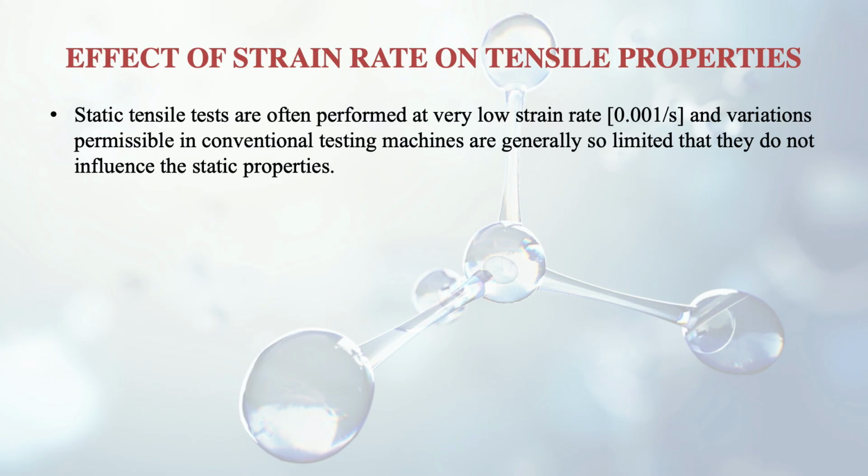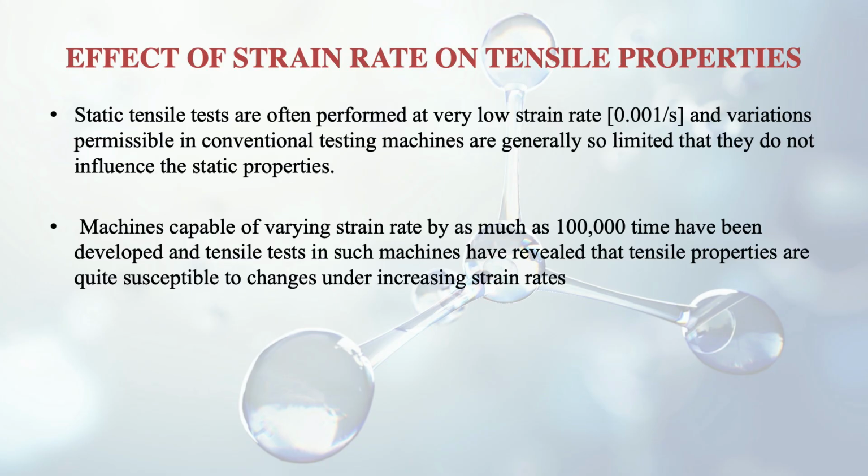So now we discuss what happens because of the strain rate. What will be the effect of the strain rate on the tensile properties of the material? So you can see from the figure also, static tensile tests are often performed at very low strain rate. It is about 0.001 per second, and variations permissible in conventional testing machines are generally so limited that they do not influence the static properties. This thing is very important actually, strain rate, because if the strain rate goes very high, then the type of load will change. It may change to impact load, like impact load is said to be above 10 per second. So it will be an impact load.